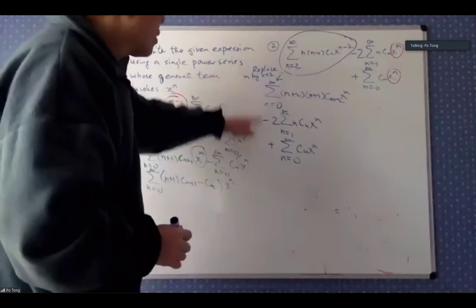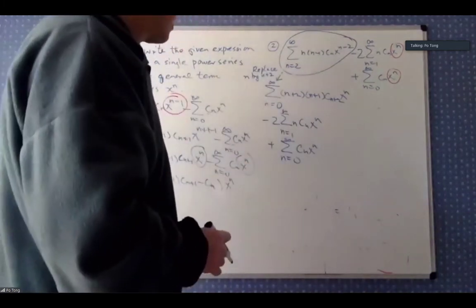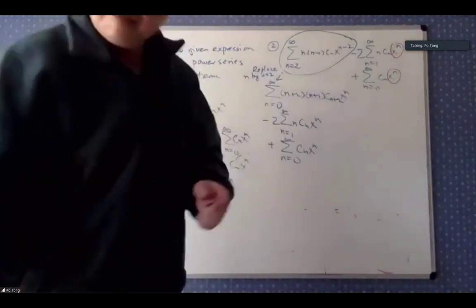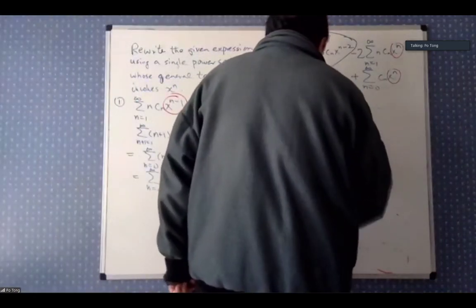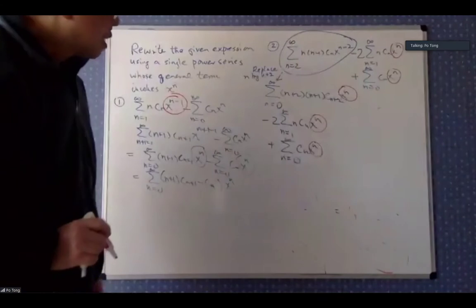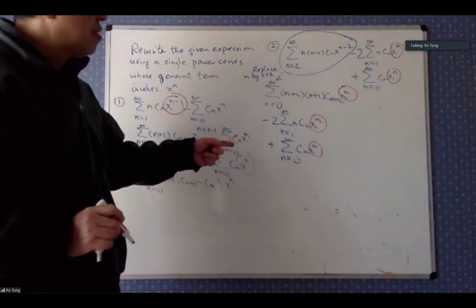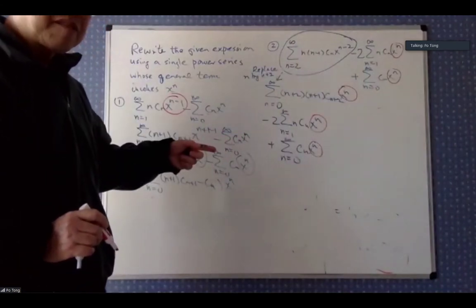So now I end up with this. Now, when you combine them, this is nice. This xn is nice. They all line up. But you need to be a little bit careful.